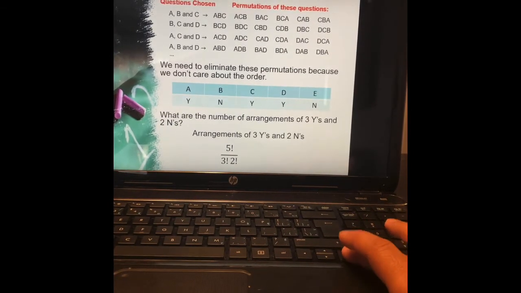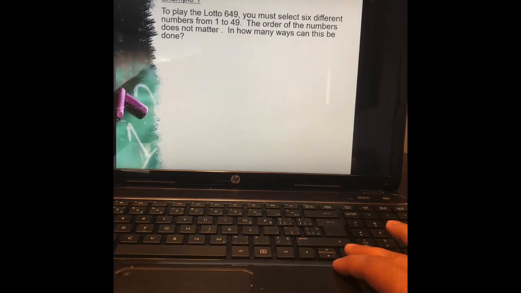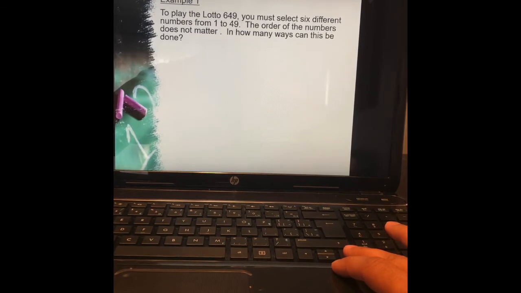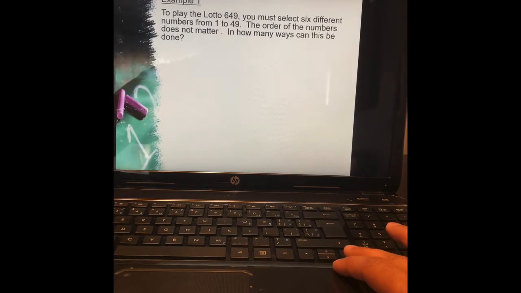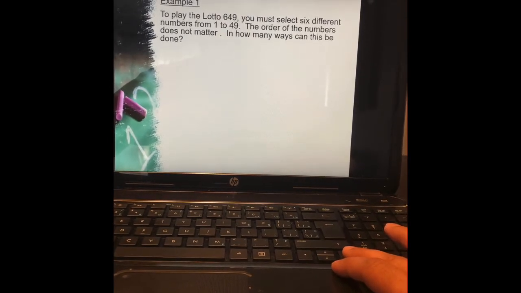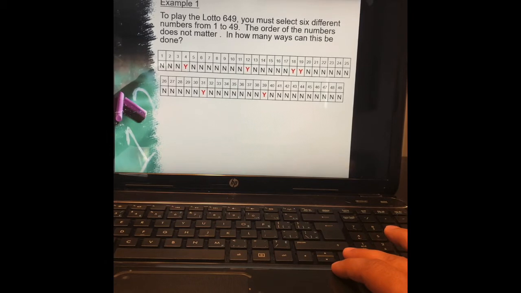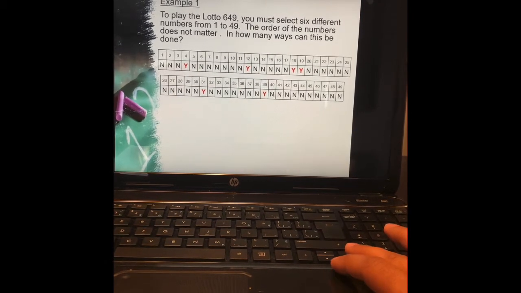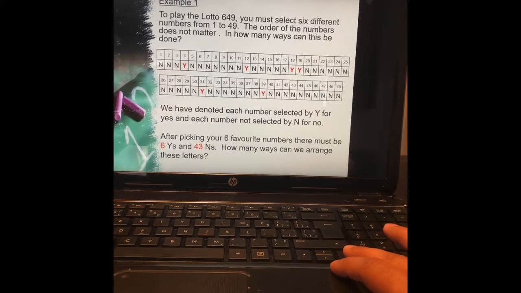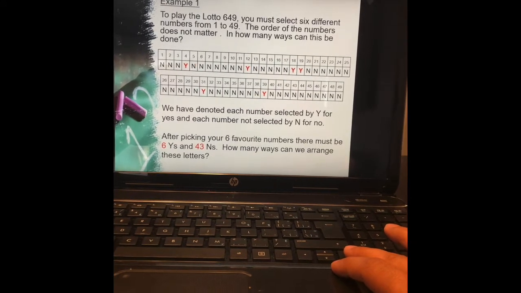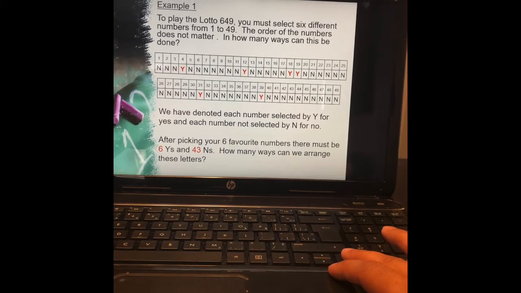All right, let's do a couple more examples. Lotto 649. You must select 6 different numbers from 1 to 49. Order does not matter. How many ways can it be done? So again, you have 49 options. So the numerator is 49 factorial. Divided by how many yeses? You need 6. So 6 factorial. And how many no's? Well, in that case, it's 49 minus the 6. So it gives you 43 factorial. 6 yeses, 43 no's, out of a total of 49. And that's how you'd solve it.